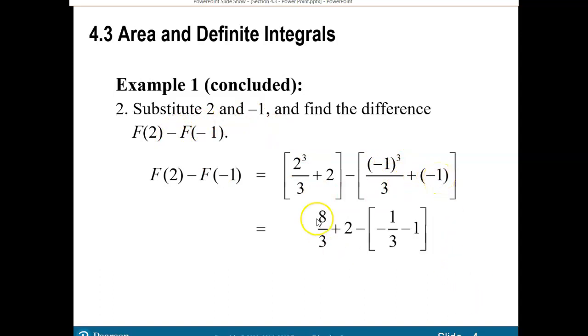And then we just clean that up. So that's 8 over 3 plus 2, minus, and still in the brackets, -1 over 3 minus 1. If you distribute the negative sign, you get 8/3 plus 2 plus 1/3 plus 1. Adding those together totals 6. So that would be the value of the area under the graph of our original function between the endpoints of -1 and 2.